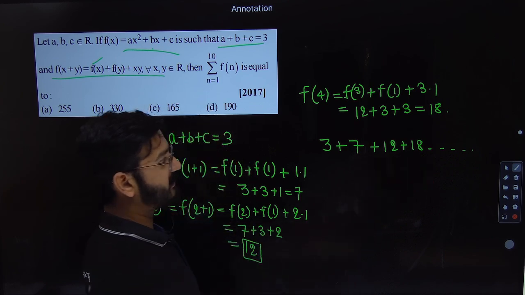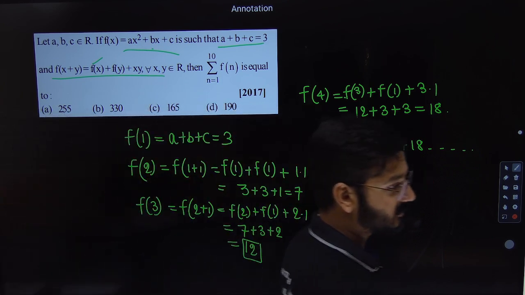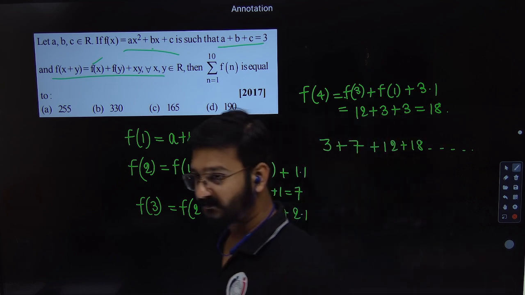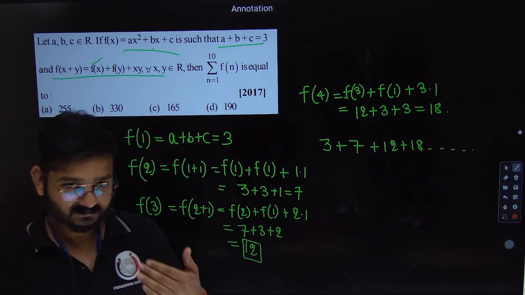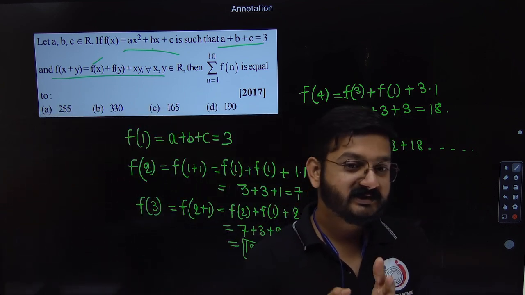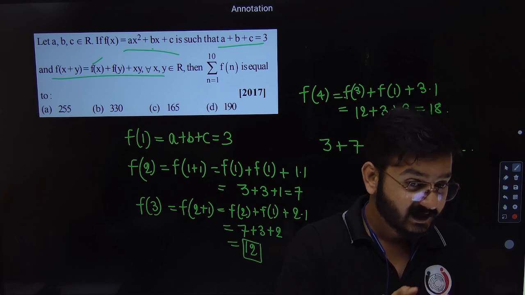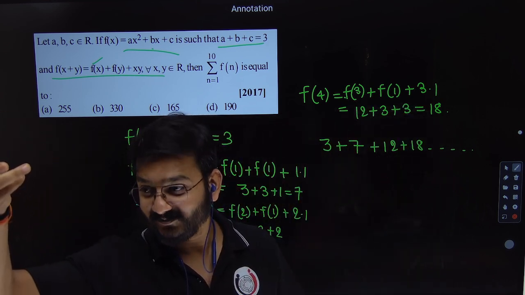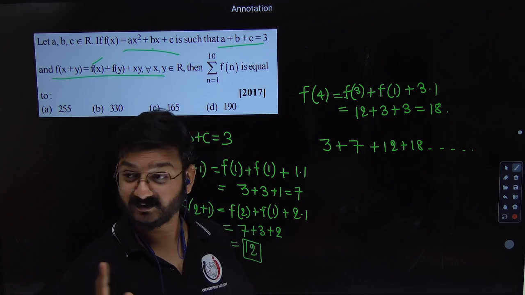Can you guys tell me the pattern? Anyone in the class? 4, 5, 6, 7, 8, 9. Yes. The difference is increasing by 1. It means the common difference is in AP. The difference is in AP. The terms are not in AP.